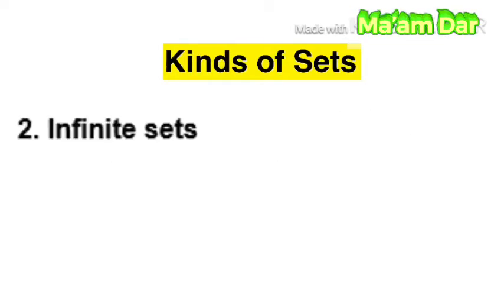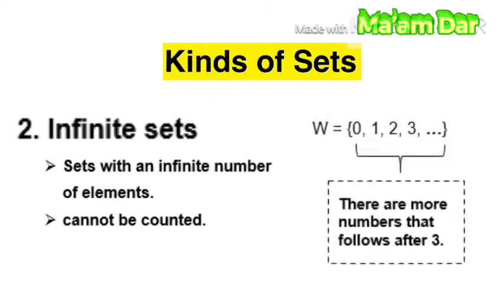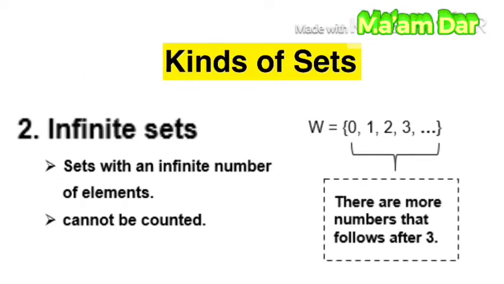Infinite set is the opposite of finite set. Infinite set is a set with infinite number of elements. That means, ang infinite cannot be counted. For example, the set of whole numbers. So, set of whole numbers start with 0, 1, 2, 3, 4, and so on. Dili na to na siya maihap.